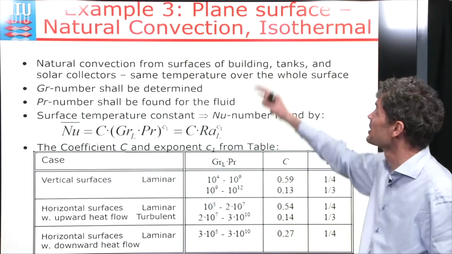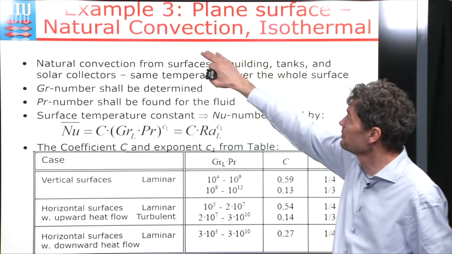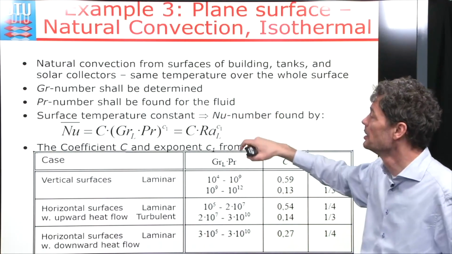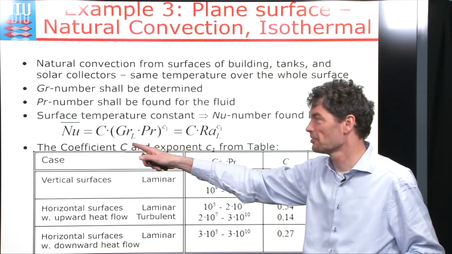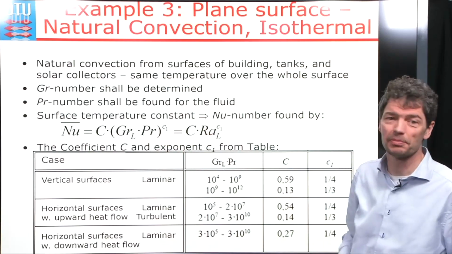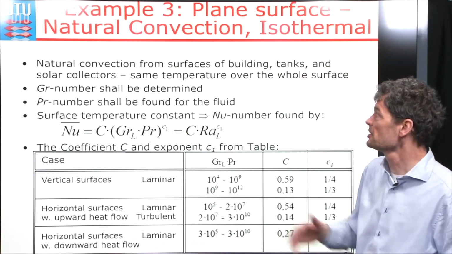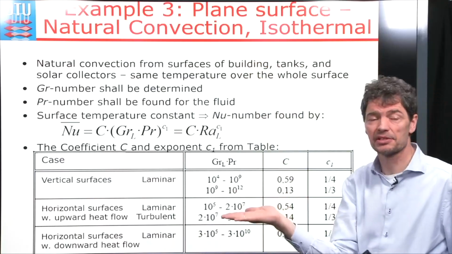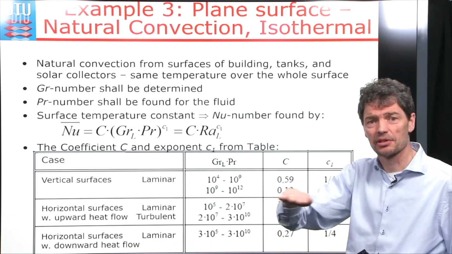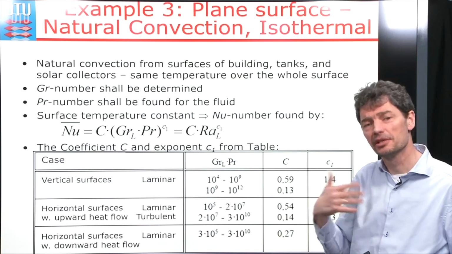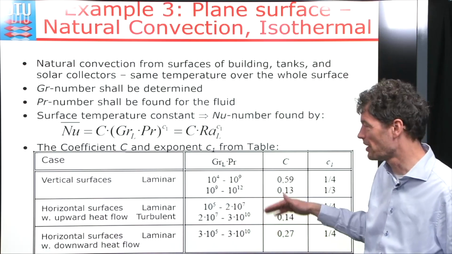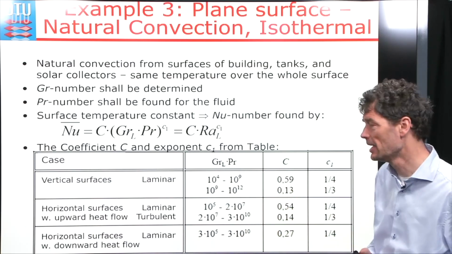Yet another case is again a plane surface. Here we have natural convection under isothermal conditions. In such a case, people have found a formula a little bit like we saw before: the Nusselt number is equal to a constant and then the Rayleigh number raised to power c1. But since it's natural convection, it depends on whether we have a vertical or horizontal surface, and if the surface is horizontal, whether the heat flow is up or down is something we should consider, because there are different values for these coefficients as people have found them in literature.